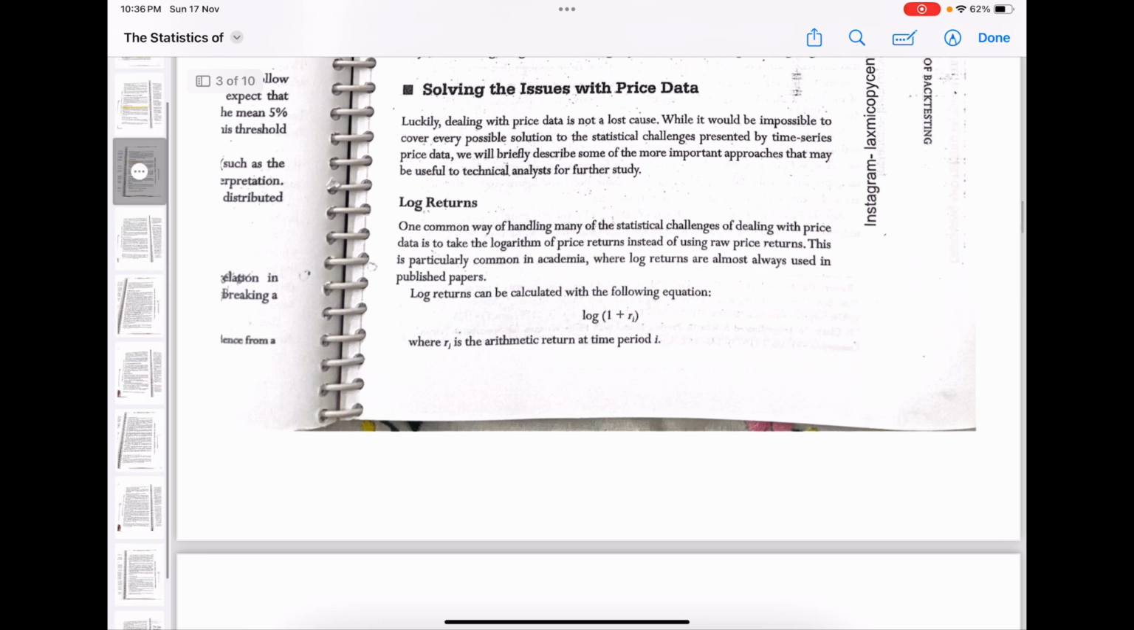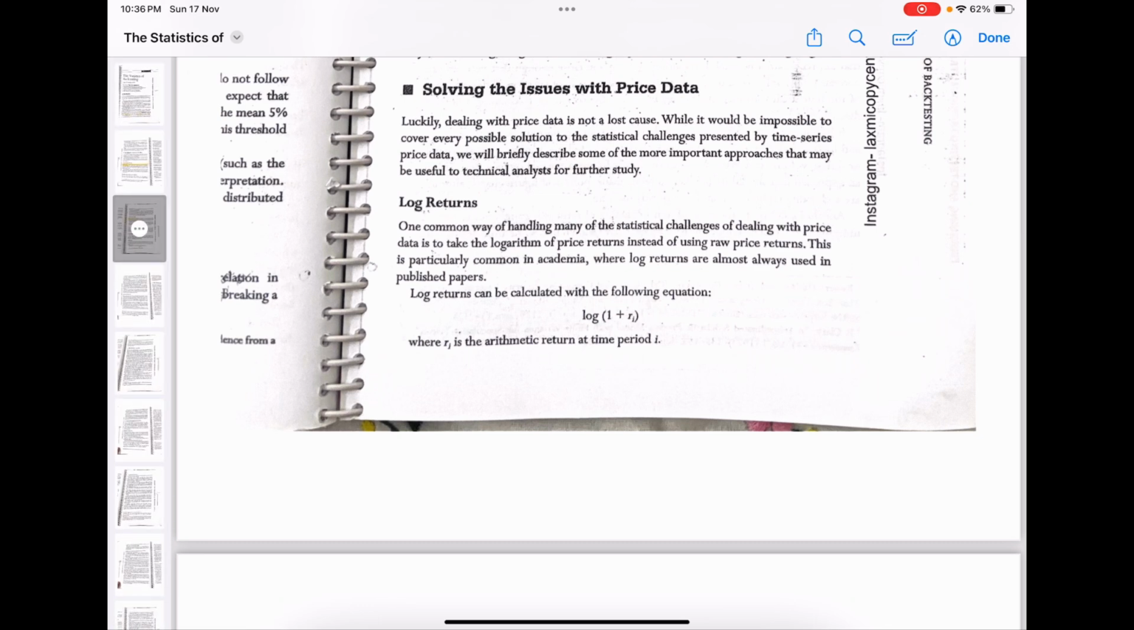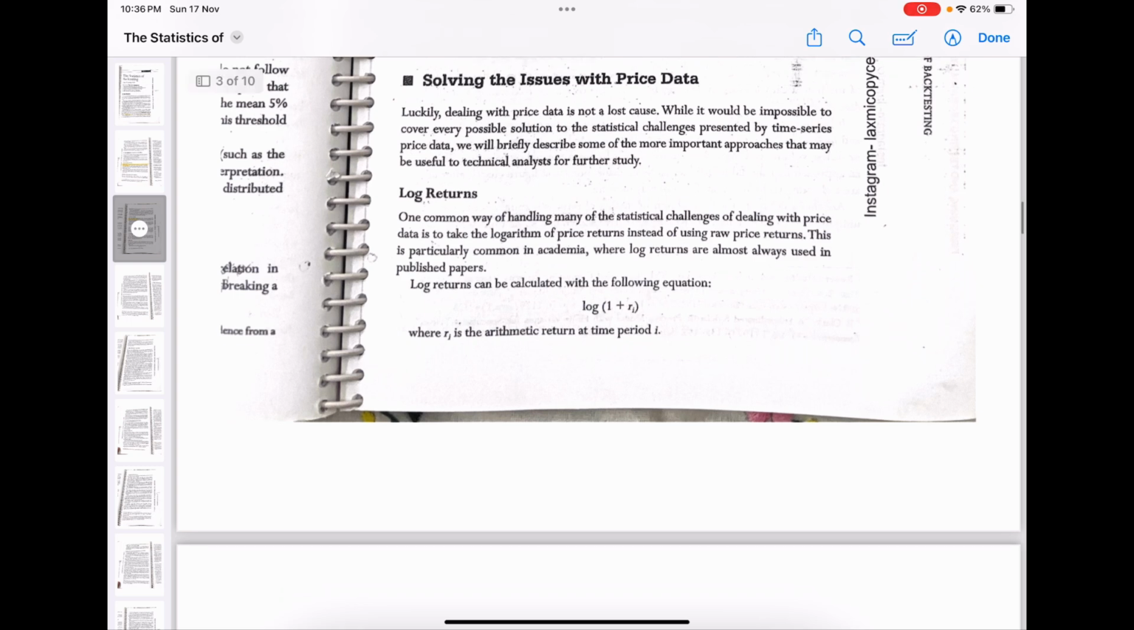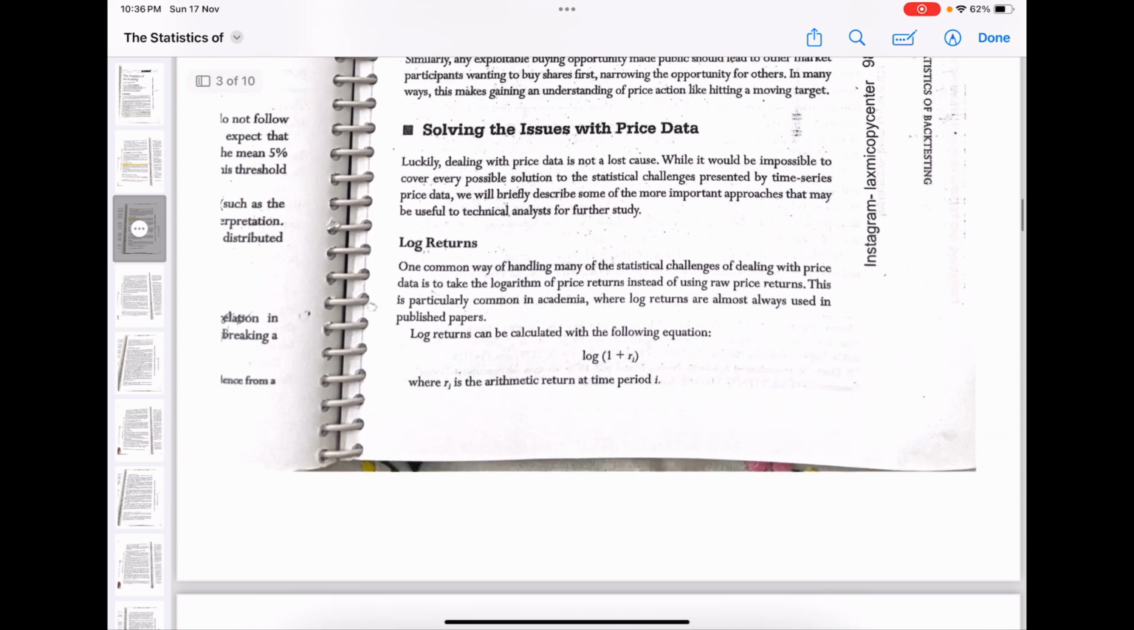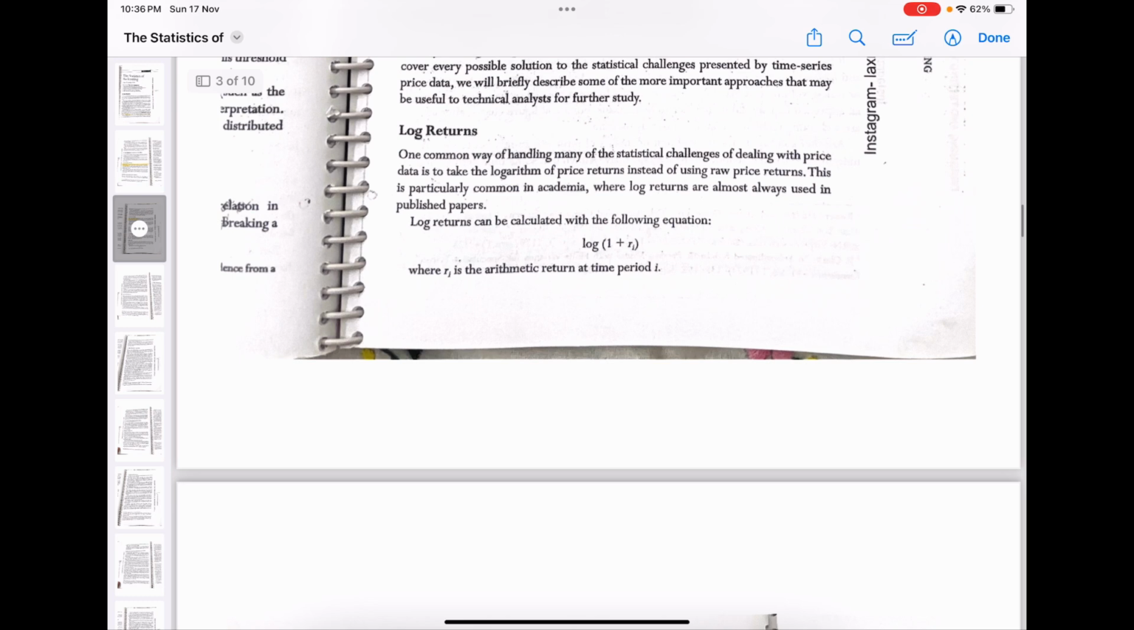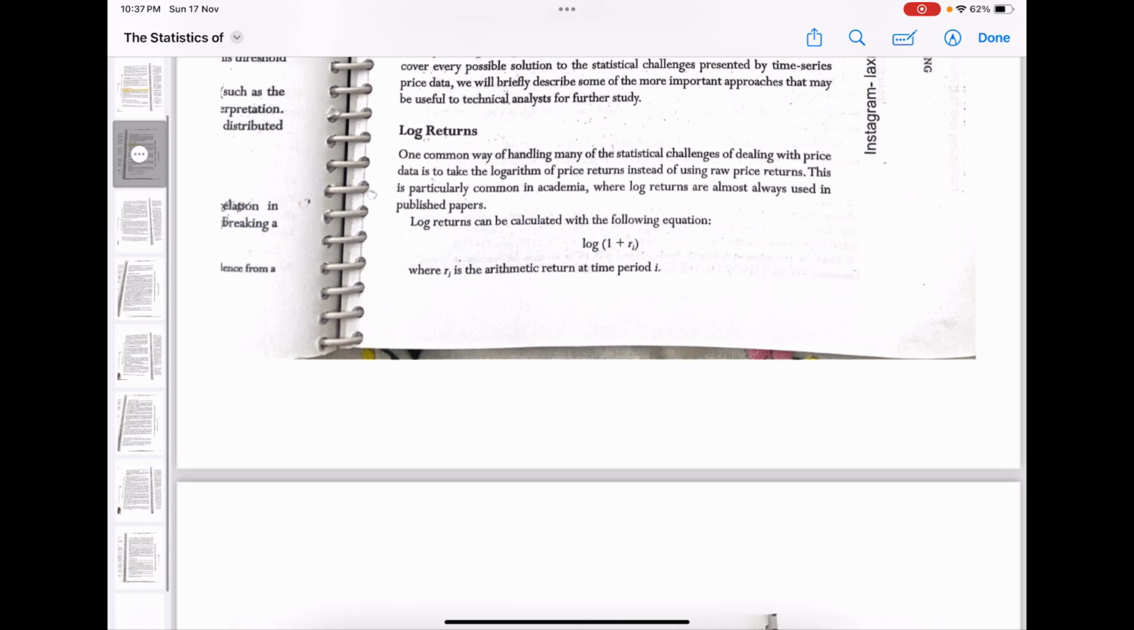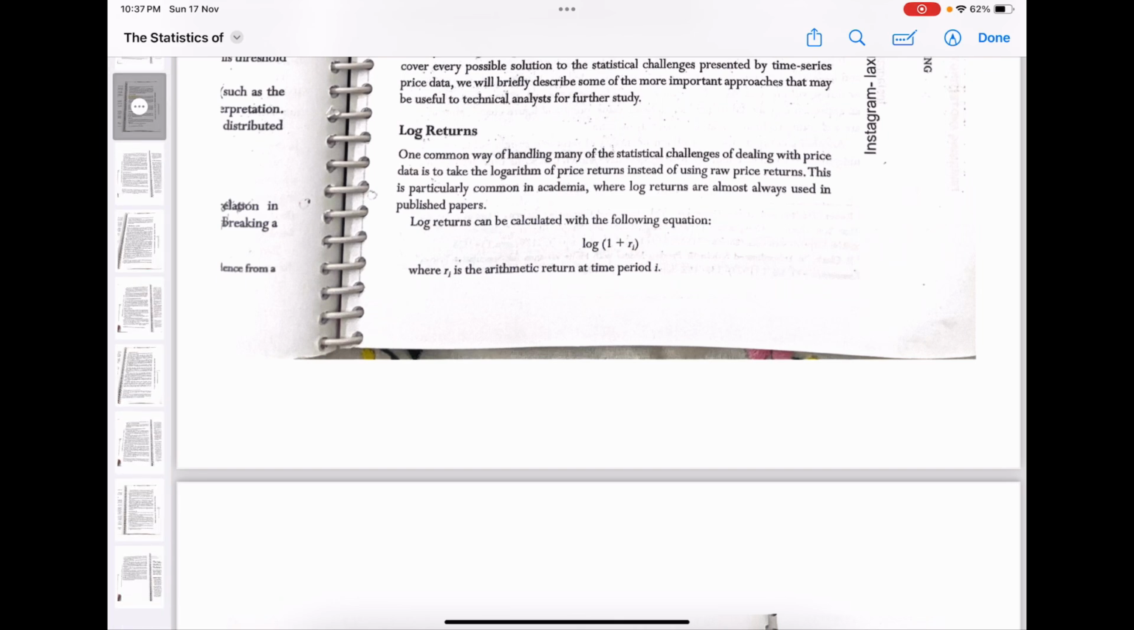Now let's talk about solving the issues with price data. Luckily, dealing with price data is not a lost cause. While it would be impossible to cover every possible situation to the statistical challenges presented by time series price data, we will briefly describe some of the most important approaches that may be useful. So the first important thing is the log returns. Log returns is something which will be for sure tested in your exam, so you need to be aware of what this concept really is. A little bit about log returns we saw in the statistics chapters.